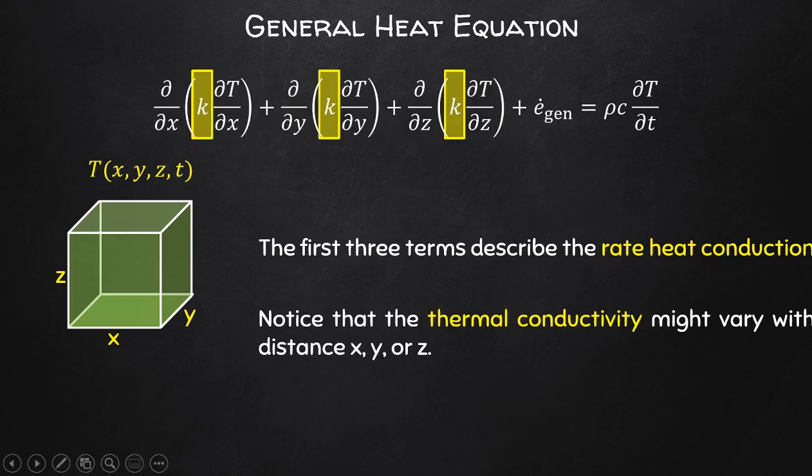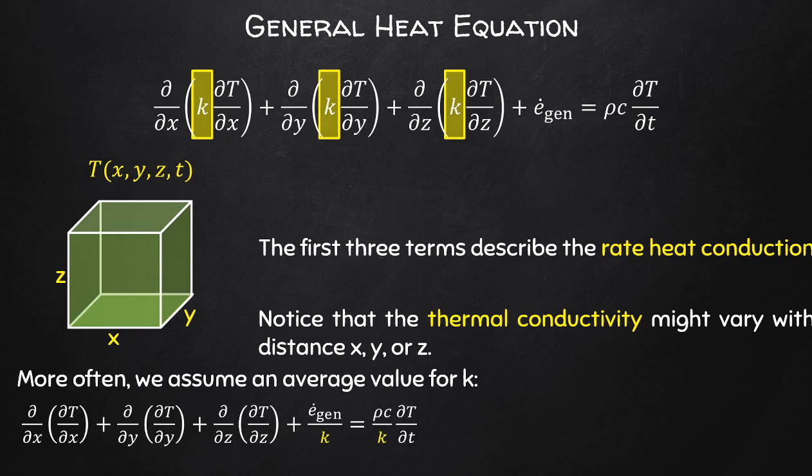Now, thermal conductivity may be a function of position. So at position x, it could be one value, at position y, it could be another value, etc. Since each position would have a different temperature, of course, there exists a temperature gradient going from one position to another. And more often than not, thermal conductivity is treated as a constant.